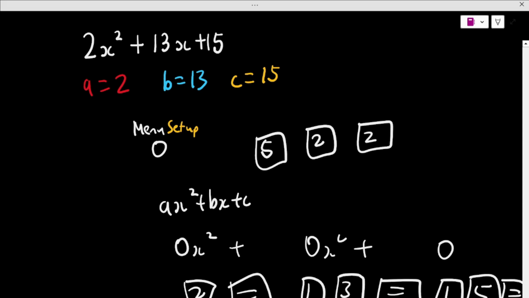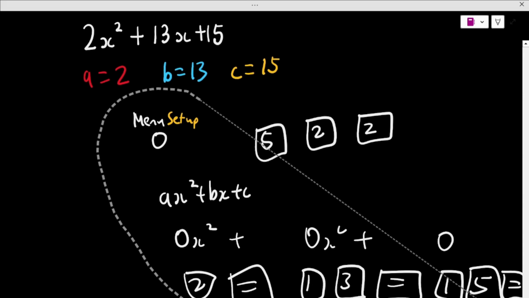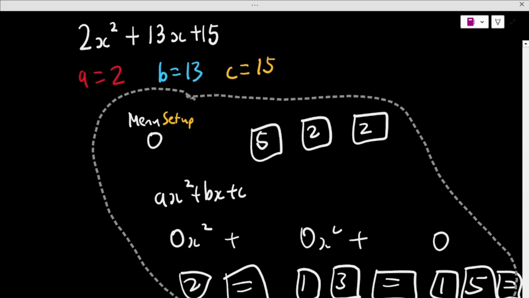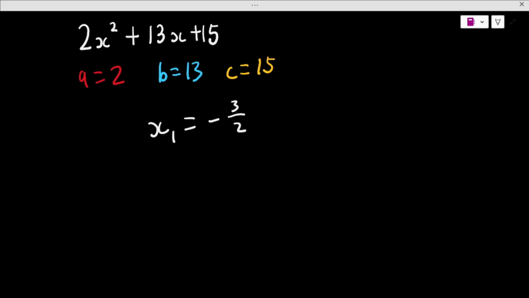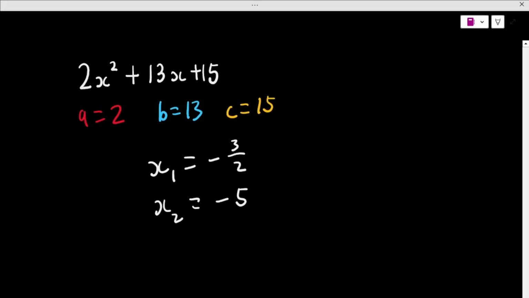Okay, so after all this, we'll see our ax squared plus bx plus c is equal to 0, and then we'll also see x1 is equal to something. In this case, x1 is equal to negative 3 over 2. To get the x2, we are going to press equals again. This is negative 5. Now, what this means is that when I sub in these values into this expression right here, I'll get 0.